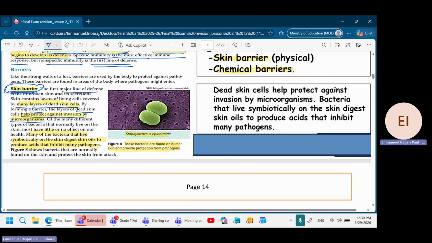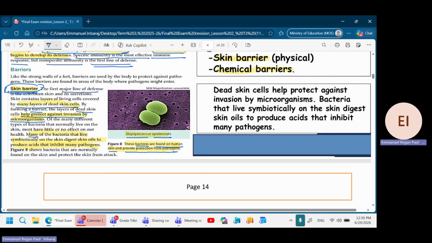And one more thing, look at this picture. What is the microorganism here? The bacteria here is called Staphylococcus epidermidis. These are the bacteria that are found in the human skin and provide protection from pathogens. They are found on the skin surface, and this is important. They will ask you a question from here.